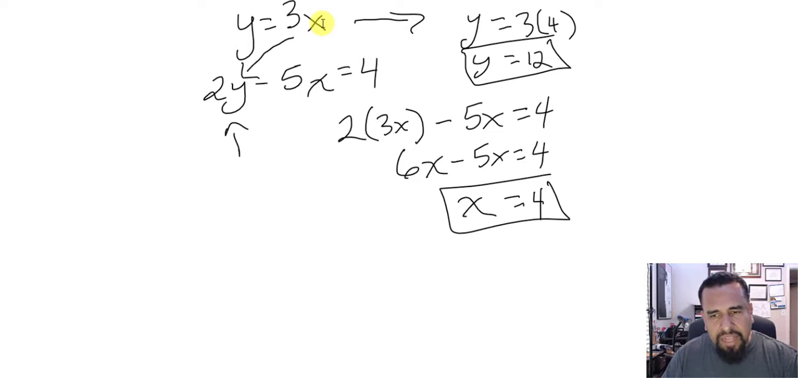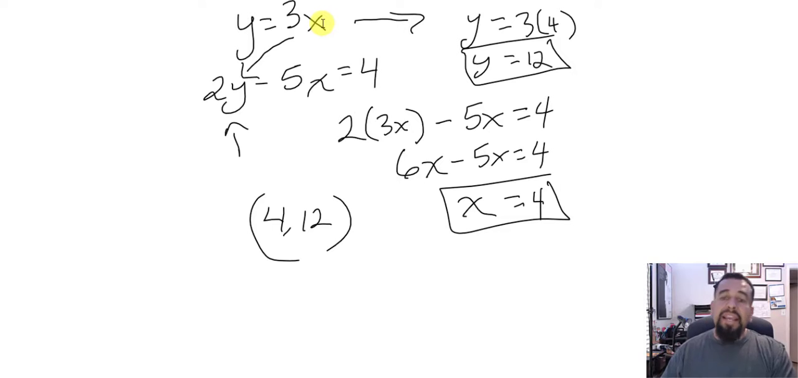So therefore my final answer is 4, 12. That's the point where those two lines intersect. All right? Substitution method. Pretty easy. All right, which is one of my favorites actually. Let's move on to the last one, which is elimination.